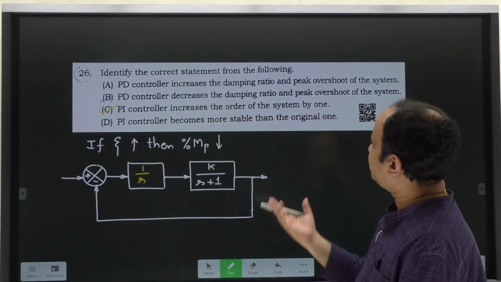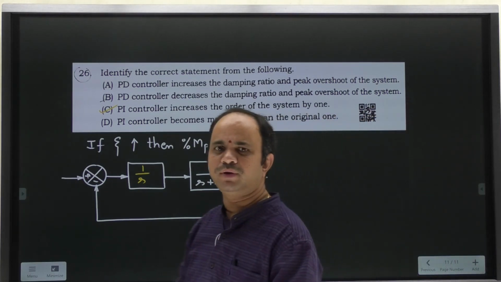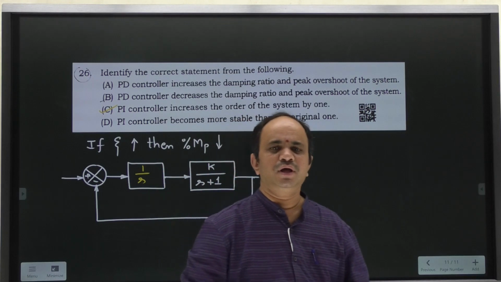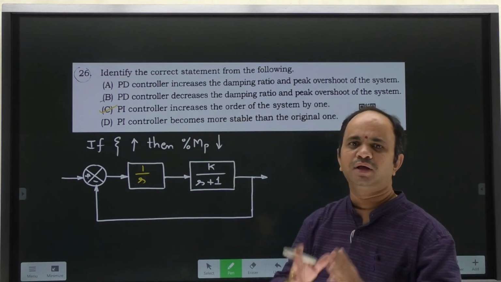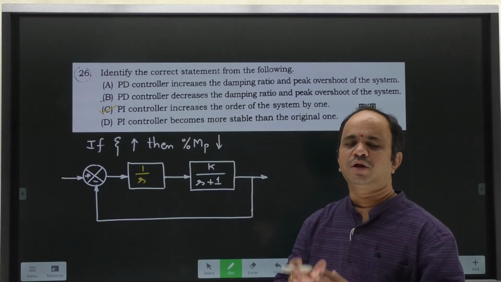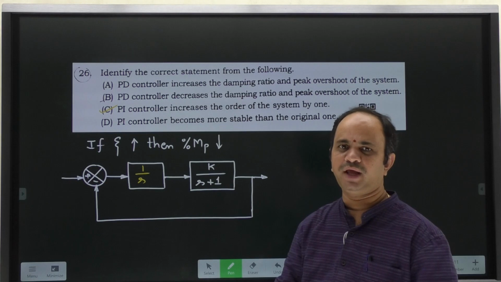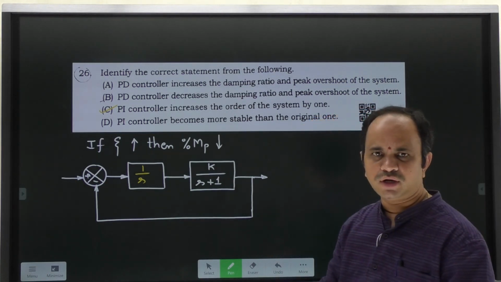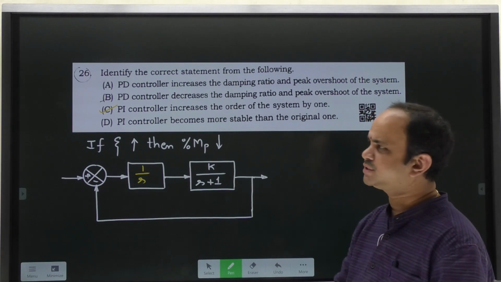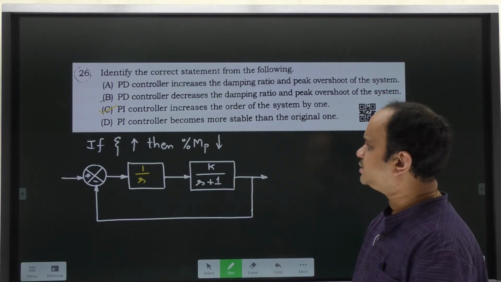And the statement that PI controller becomes more stable than the original one is not correct. The problem with PI controller is, say for example, if the root locus is in the left side, by employing this PI controller, the tendency is that the root locus diagram will shift towards the right hand side of the S-plane. Therefore, from the stability point of view, PI controller does not have superior characteristics. So for this question, option C will be the correct answer.